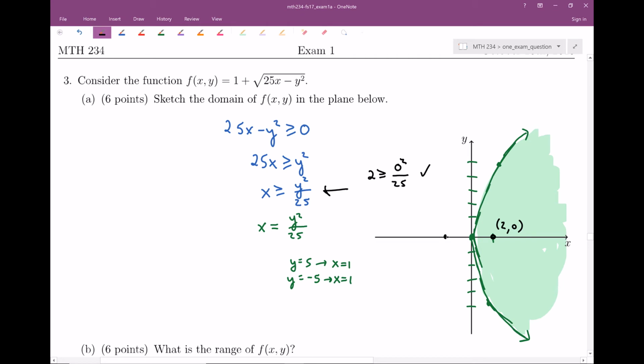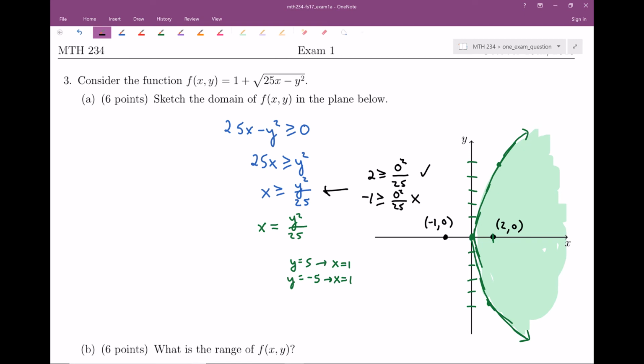However, if I was to check another test point, maybe on the other side of this curve, maybe something like negative 1 comma 0, and I plug that into my inequality, that would give me that negative 1 should be greater than or equal to 0 squared over 25, and that's certainly not true, so I should not shade that region. So okay, there we go. That's how we can decide which side to shade in.